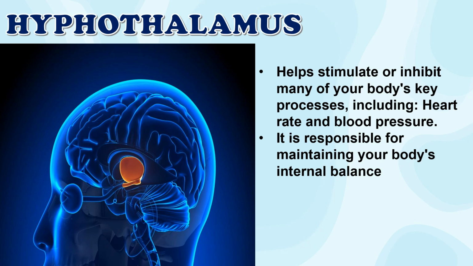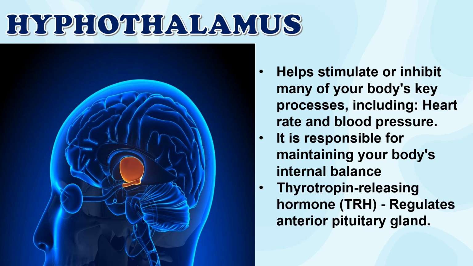Again, I mentioned earlier in the part on the endocrine system that we have what we call thyrotropin hormones. These regulate the anterior pituitary gland and serve as master regulator of the different parts of the endocrine system, as I said. So thyrotropin-releasing hormone, or TRH, also regulates the anterior pituitary gland.